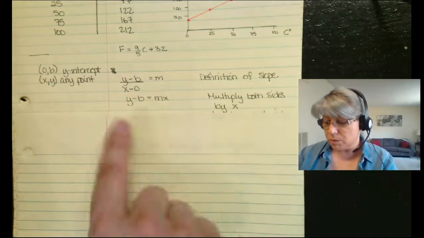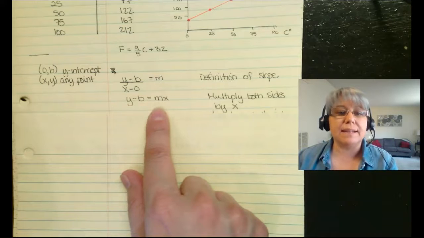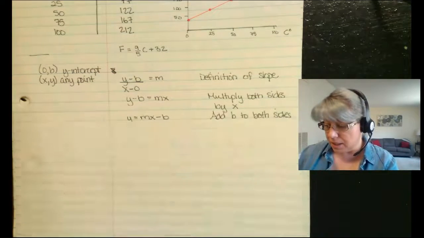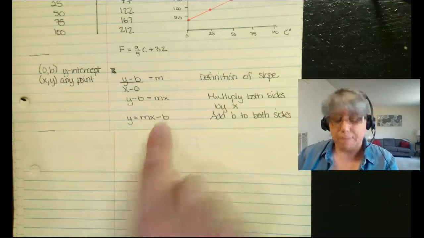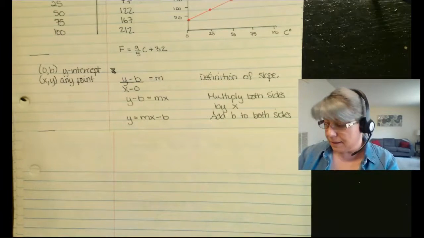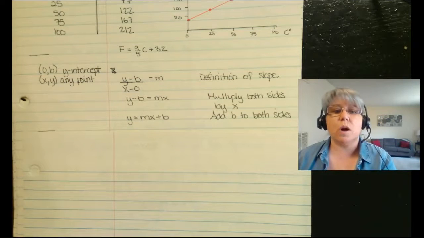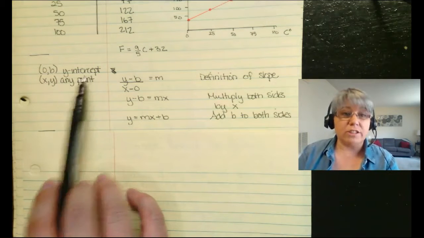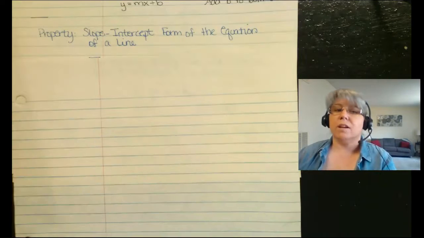So what we can do is multiply each side by x, giving us y minus b equals mx. Our goal is to solve for y here, so let's add b to each side. Therefore, y equals mx plus b. That is our equation to our line, given we had our y-intercept, any point, and using our slope formula. All right, so there's got to be a rule buried in there somewhere.